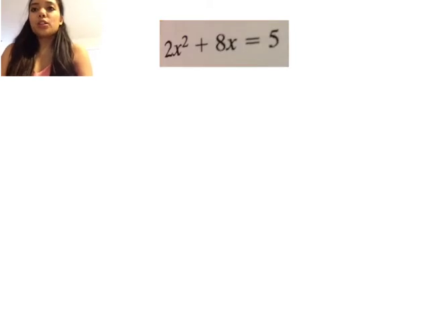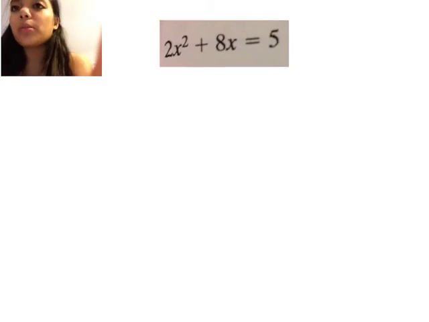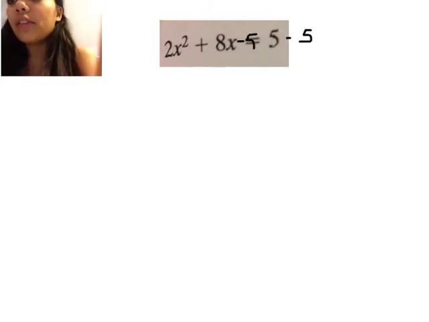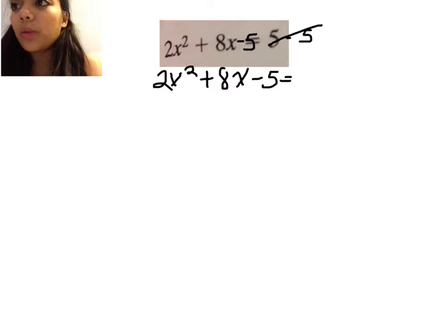Okay, 2x squared plus 8x equals 5. I need to make sure that this is in the correct format. Meaning I need to make sure it's an ax squared plus bx plus c where my 5 is over on the other side. So I need to subtract 5 from both sides because it's a positive 5. So this cancels out, and my new equation will be 2x squared plus 8x minus 5 equals 0.